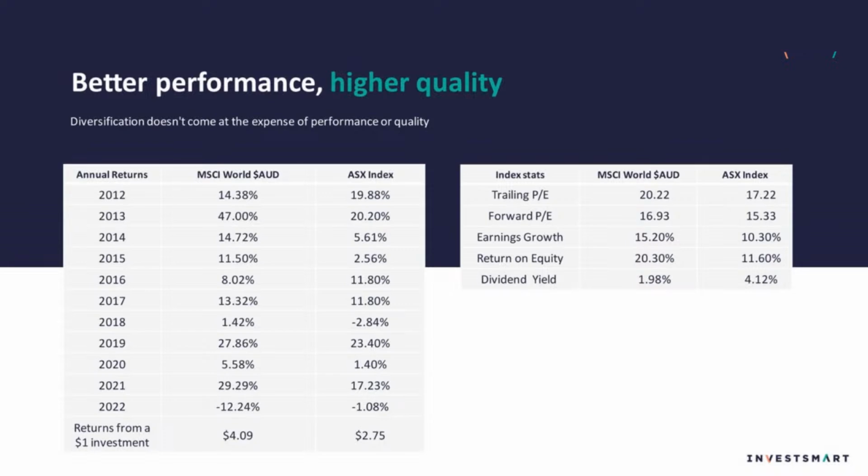And just to tackle quality, have a look at the table there. The average MSCI World business earns a 20% return on equity, almost double that of the ASX. That means they're getting more value for every dollar they put into that business. And also they're growing quicker, so they're finding more reinvestment opportunities and more ways to grow their earnings compared to the ASX.